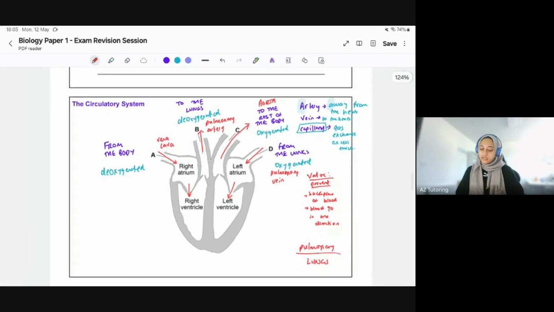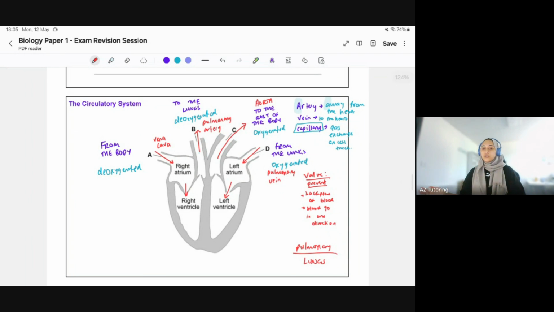And that's the circulatory system. So then the body will use it for respiration and then it'll come back to the heart and the whole cycle starts again. Few things to know about this. You need to know about pacemaker cells. The pacemaker cells are found in the right atrium.